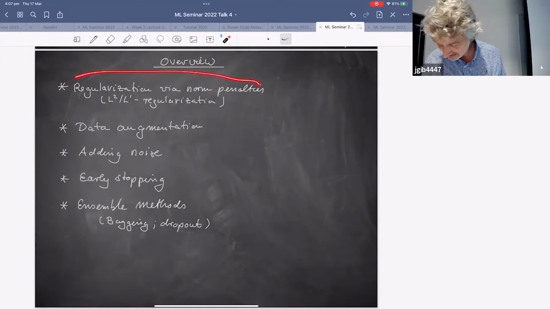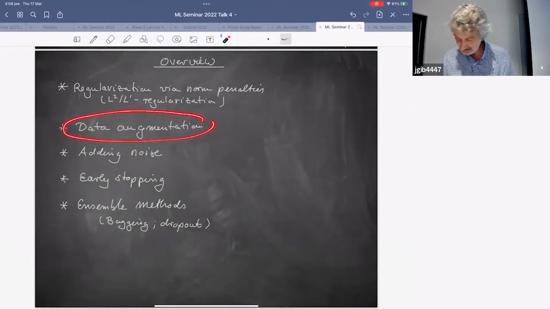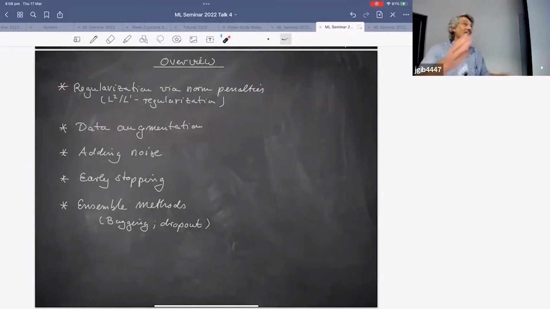We start with the classical regularization. That's where we just impose some norm penalties. That's something that most people would be familiar with. Then a technique called data augmentation, where we try to increase the number of data so that we decrease the generalization gap. We can add noise to help with regularization. We're going to explore that. There's something widely used in deep learning, which is a very cheap strategy called early stopping. And then we're going to spend some time on ensemble methods: bagging, or bootstrap aggregating, and dropout. They're popular methods for regularizing deep neural networks.